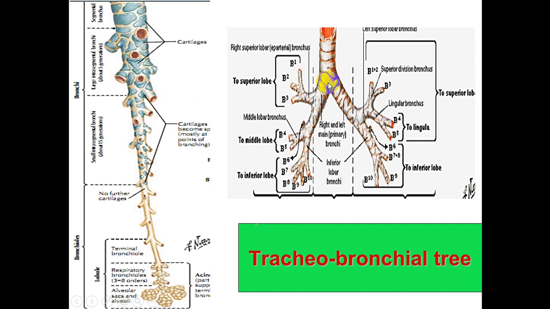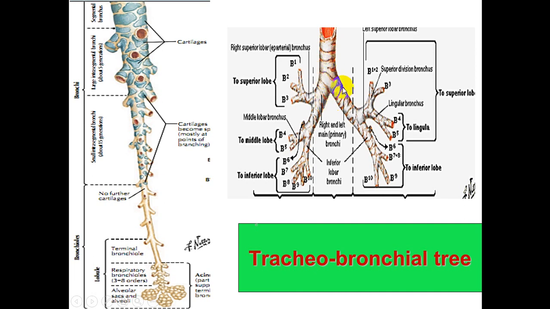At the level of the lower border of T4 vertebra, at the sternal angle, the trachea divides into two principal bronchi, the right principal bronchus and the left principal bronchus. The right one is more vertical and in line with the trachea. It is 2.5 centimeter long, shorter, wider, and this point is important as inhaled objects or foreign bodies tend to pass from the trachea towards the right side, as it is more vertical than the left side.